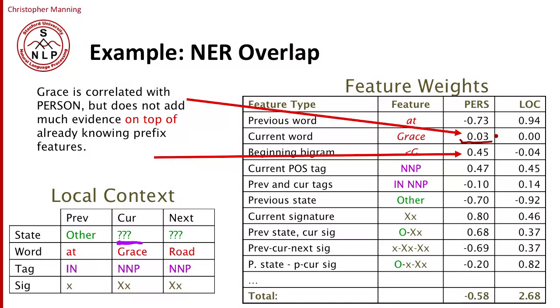And a lot of the reason why it's a weak positive vote is actually just knowing that a word starts with G is actually a rather strong indicator that something is a person. And so the current word feature is a special case of this more general feature that the beginning of the word starts with G. And so most of the weight goes to there, and there's only a little bit of positive weight on knowing what the current word is.